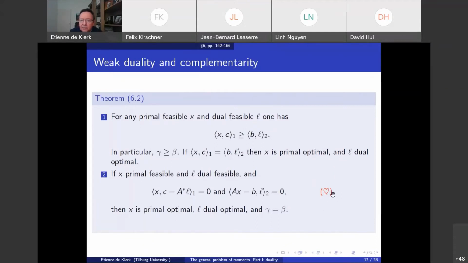This is a nice exercise for you. It's just elementary, you can just prove this. It follows from the situation where these two things are actually equal. Then X and L are both optimal. And then there is another variation. If X is primal optimal, L is dual optimal, and also the objective function values of the primal and dual are equal, then the complementarity conditions must hold. Okay, again, this is straightforward.